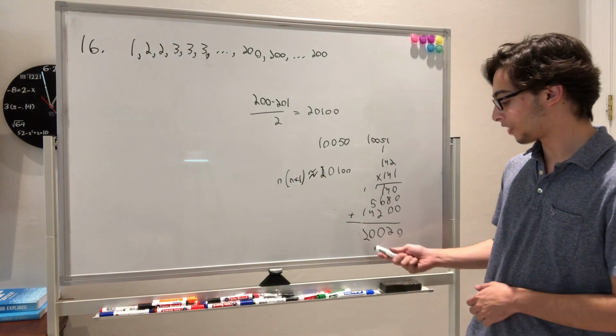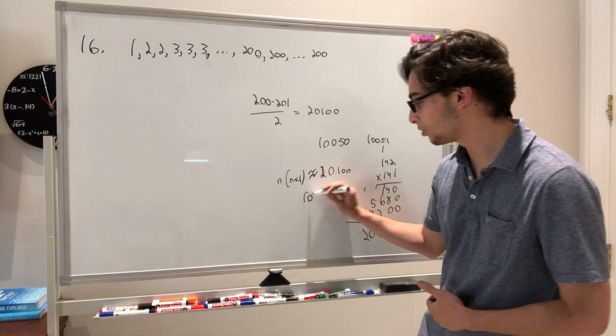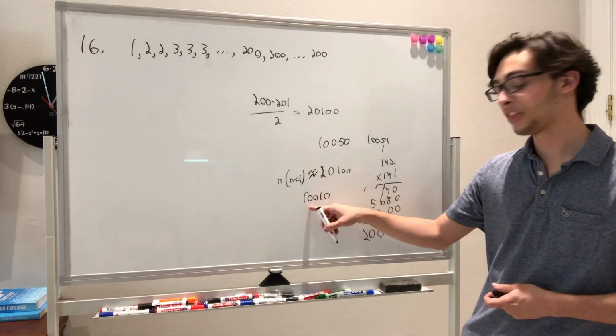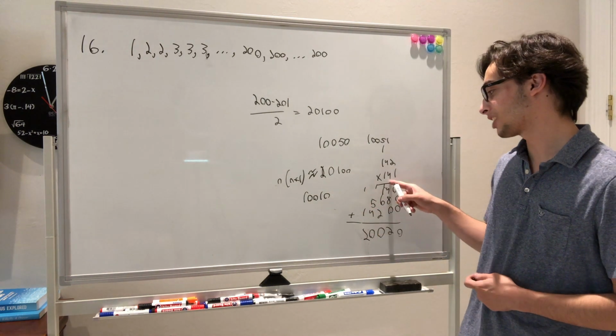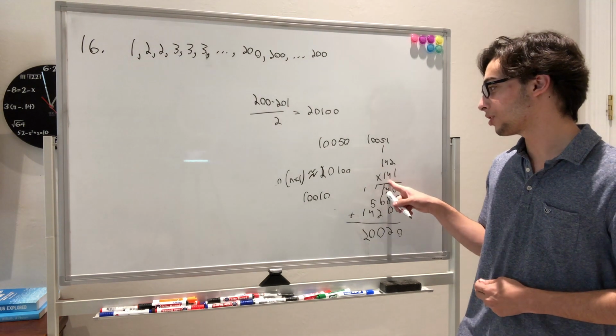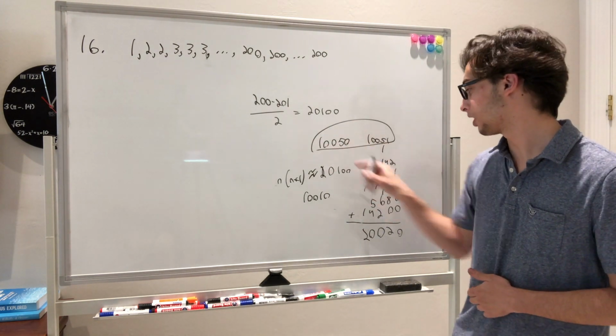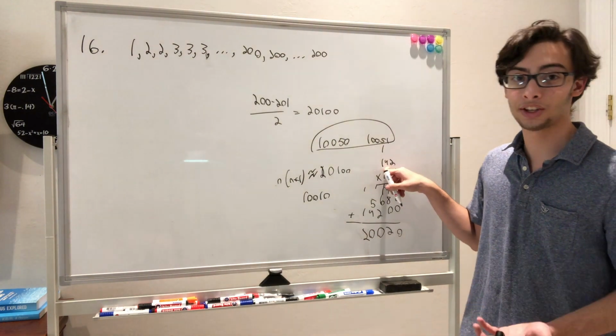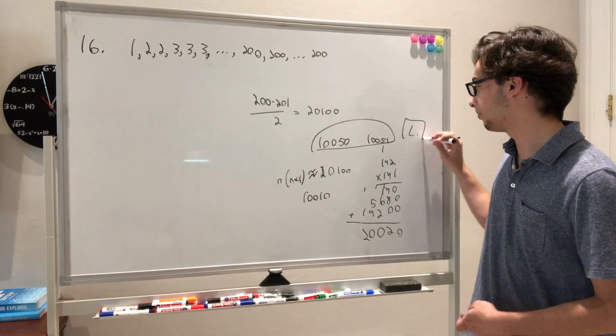So we know now that dividing this by 2, the 10,010th term is going to be the last 141, which means that the next 142 terms are all going to be 142. And so that means both of these terms are going to be 142. So the average is 142. So the answer is C. And we're done with the problem.